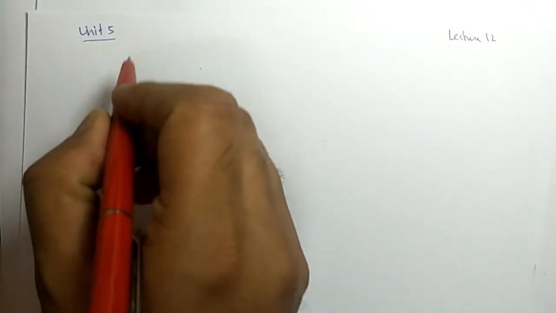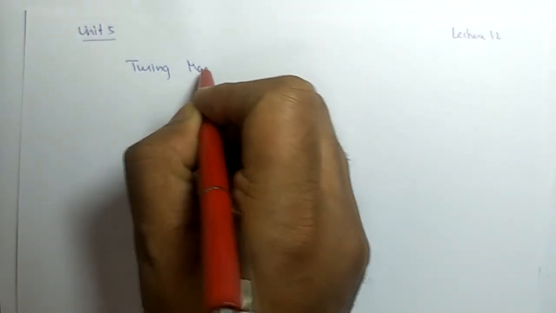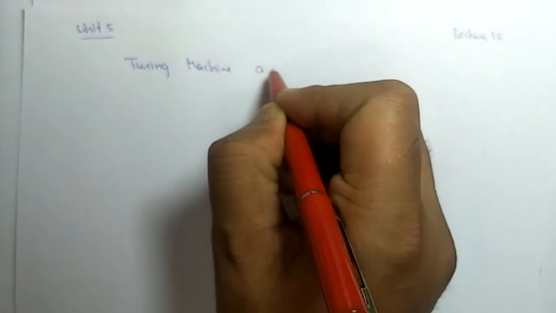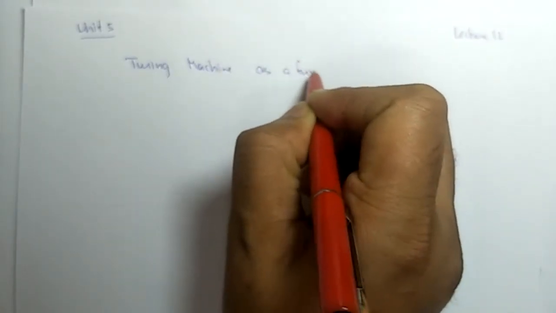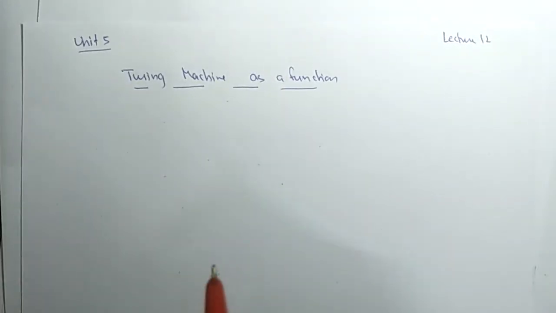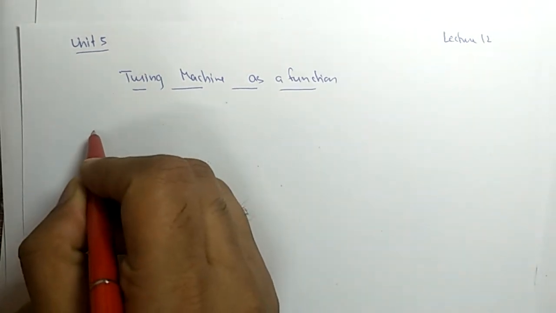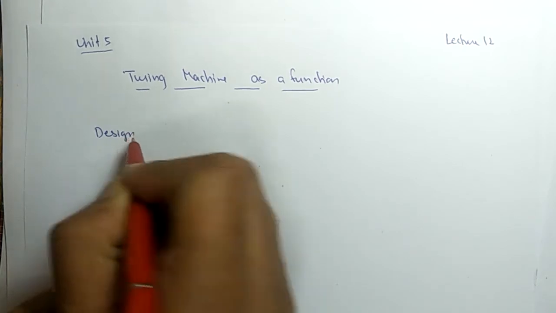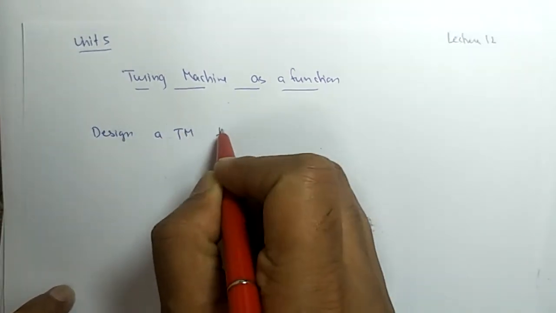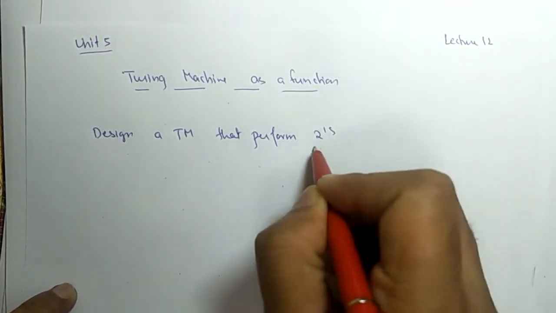And we are studying Turing machine as a function that performs some specific task. In the last lecture we designed some Turing machines such as the eraser, the one's complement, etc. And in this lecture we are going to design a Turing machine that performs 2's complement.